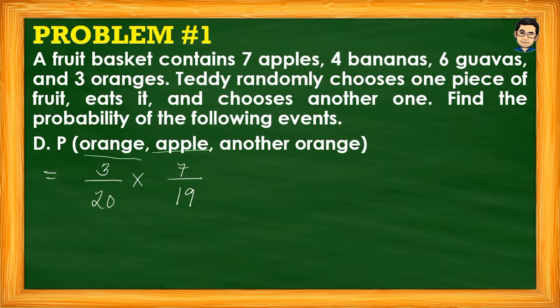So, kaya kung mapapansin nyo, 3 over 20 sa nauna, 3 ginamit natin, and then 7 sa pangalawa. Hindi pwedeng maging 2 yung apple. It's because orange and apple are different. And then, on the third one, another orange na naman yung kanyang kakainin. So, nakain niya na yung isang orange dun sa una, pinili niya na. So, therefore, yung 3, magiging 2 na lang.